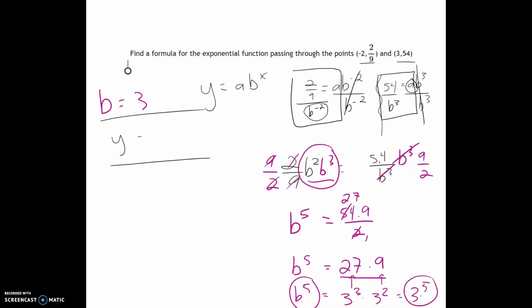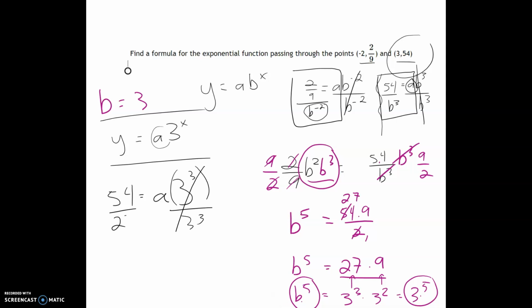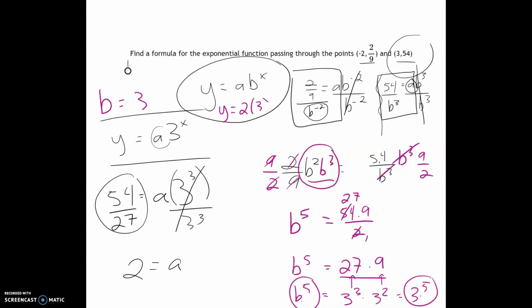So here's what I have so far. Y equals a times 3 to the x. We found b. So now all I've got to do is find a. Okay, so I take one of these points, I'll choose that one because there's no fractions, no negatives, and I plug it in. So 54 equals a times 3 to the 3rd, and then I can solve for a. So 3 to the 3rd is 27, so divide both sides by 27, and 54 over 27 is 2, so this one works out nicely for us. And then my final answer, if it has to look like that, would be y equals 2 times 3 to the x.